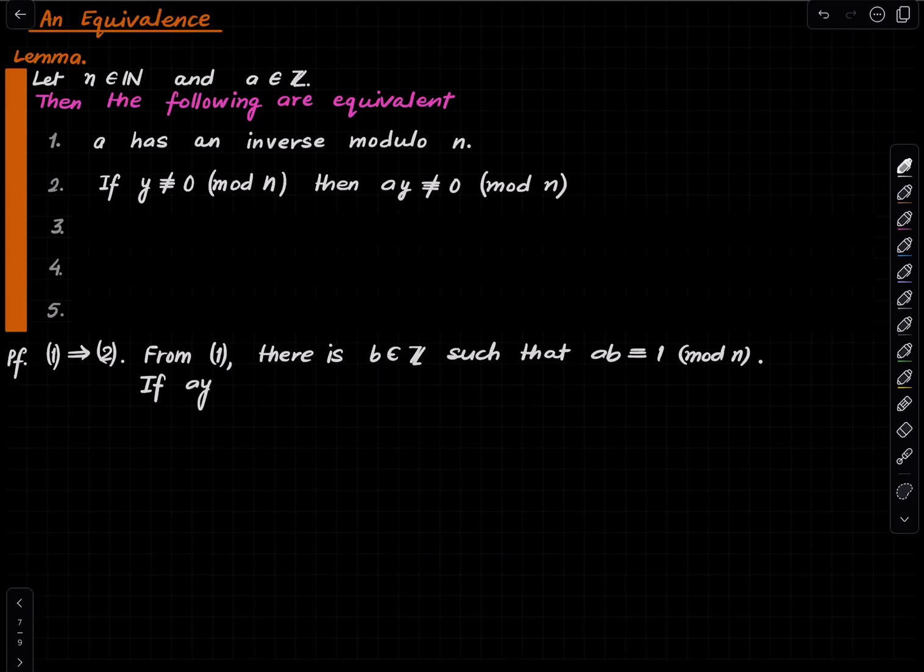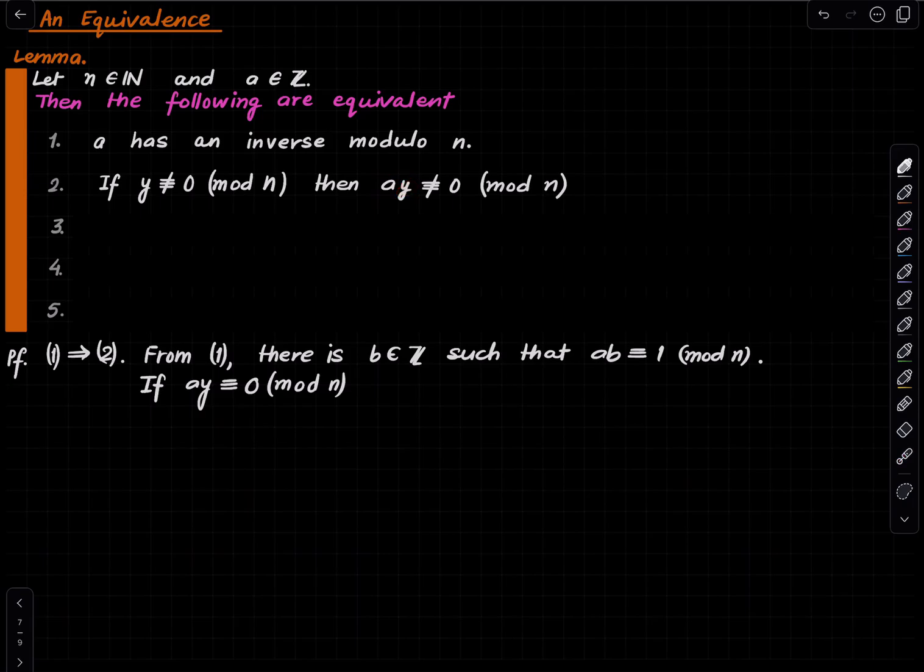Now if ay is congruent to 0 mod n, so we wanted to prove 2. It suffices to show, or it is equivalent to show, that if this happens, then y is necessarily divisible by n. Right? To prove 2, we just need to show that whenever ay is divisible by n, y is also divisible by n.